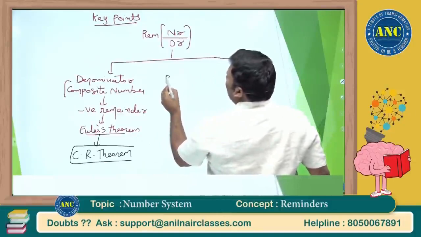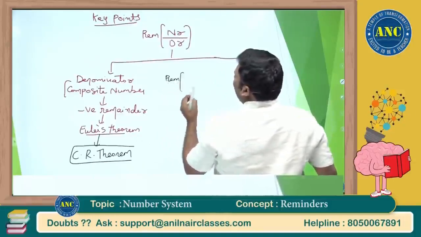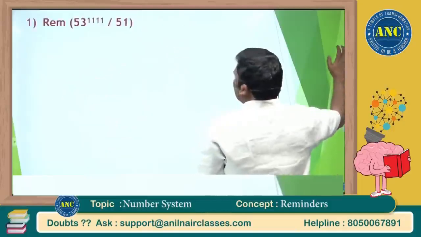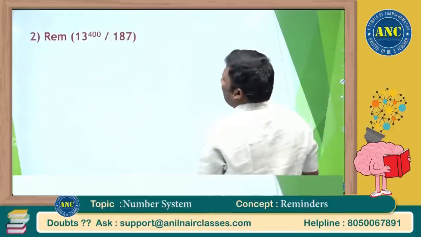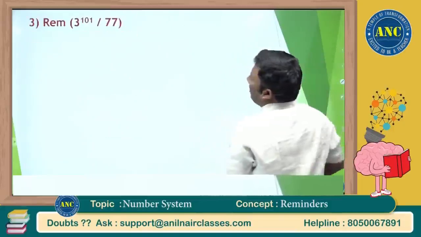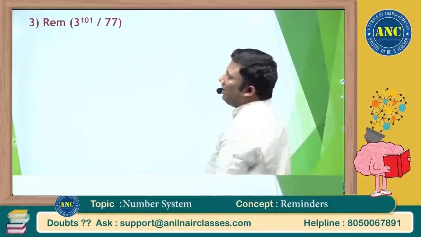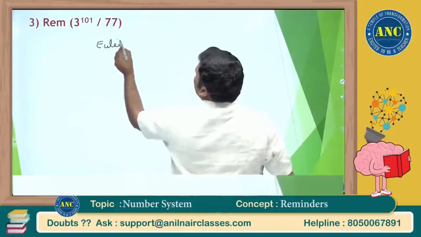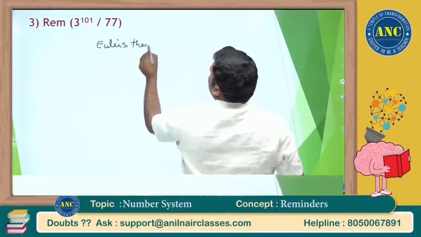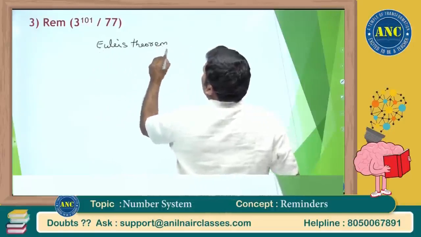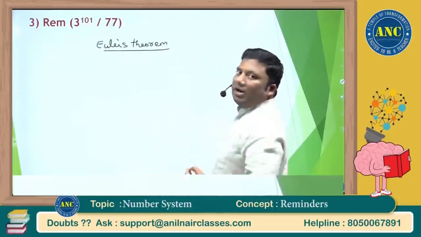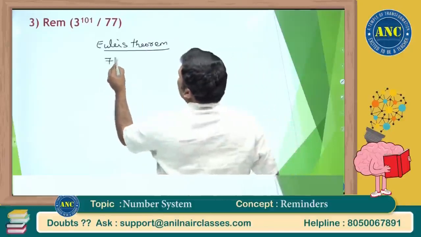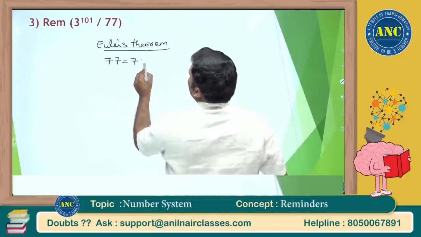For example, suppose this question is there: 3 power 101 divided by 77. Let me see what will happen if I use Euler's theorem. Euler's theorem is used when the denominator is a composite number. 77 is 7 into 11.